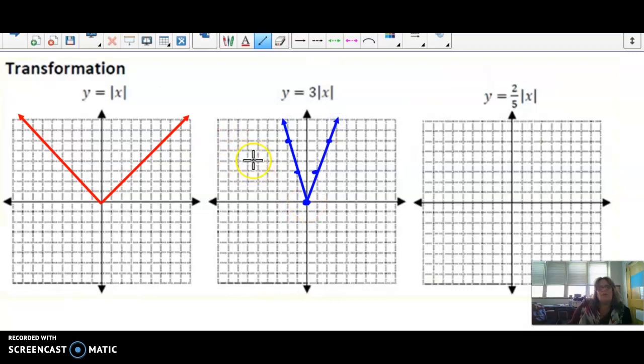Okay, so it stretches our graph. If this number is greater than 1, it's going to stretch our graph. Let's look at the next one.